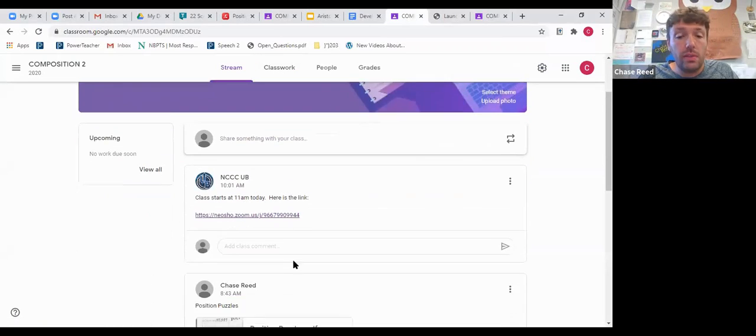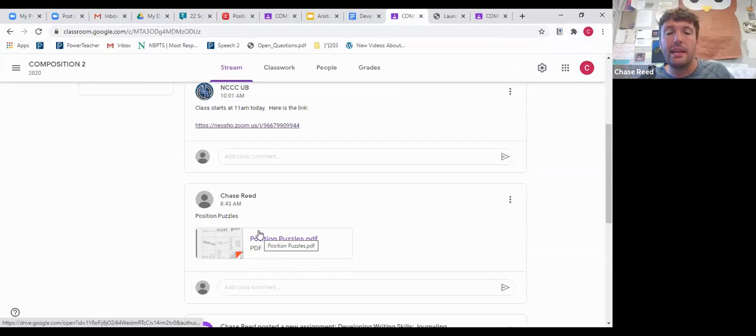I wanted to show you the first thing that we're going to be working with, so everybody needs to go there now. And it says position puzzles. And you can see that you can click on that, and there's a PDF in there. And we're going to take just a few minutes because I don't really know you all, and I kind of want to see how your thinking goes, okay?